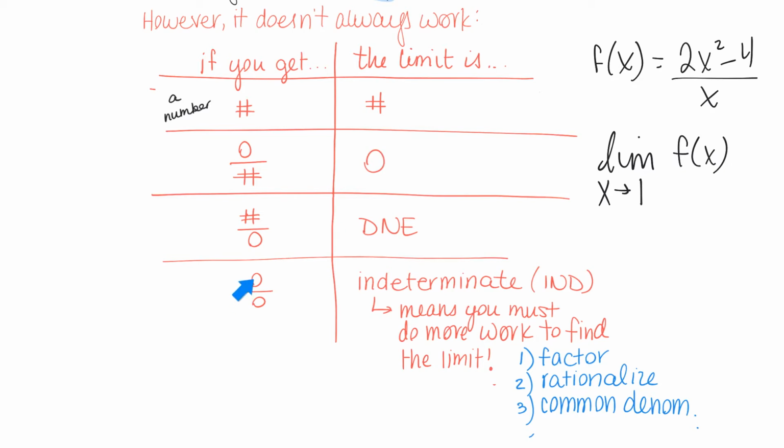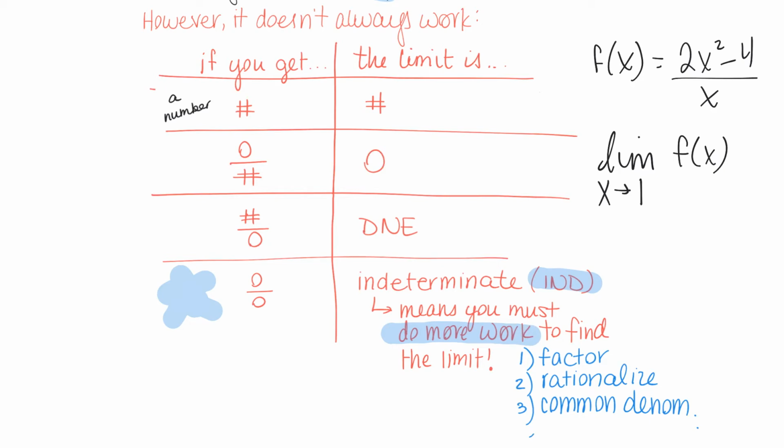Sometimes you get a 0 on the top and a 0 on the bottom. And if that happens, this is our most special case. If this happens, it's indeterminate. Indeterminate means they can't tell you the answer right now. It means substitution is not enough to find the limit. Therefore, you must do more work.